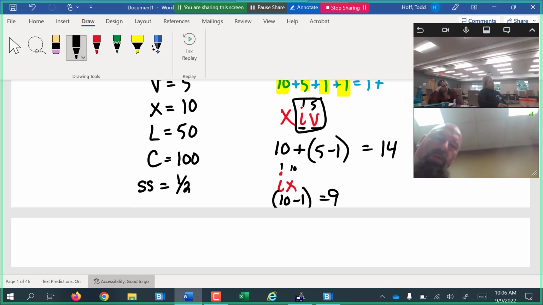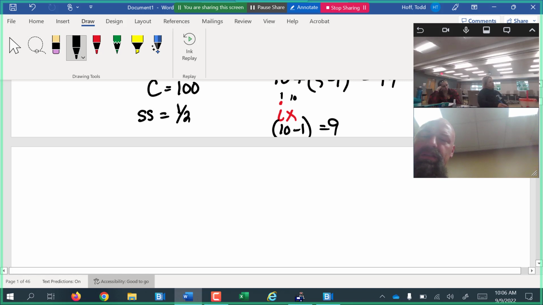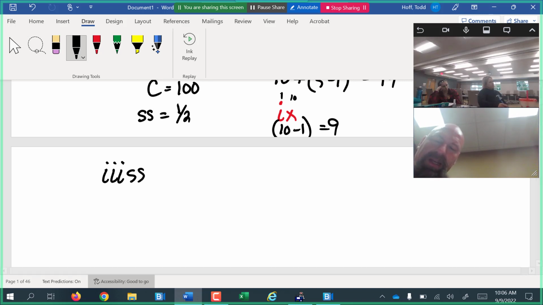More commonly, we see smaller values like IIISS. Well, again, I is 1 in each of those cases, and SS is 1/2, so we never have a smaller symbol in front of a larger symbol. So this is just adding up: 1 plus 1 plus 1 plus 1/2, or 3.5.